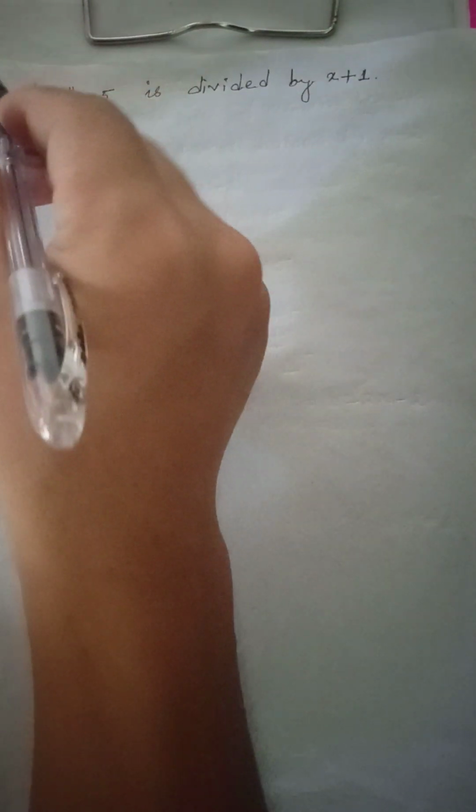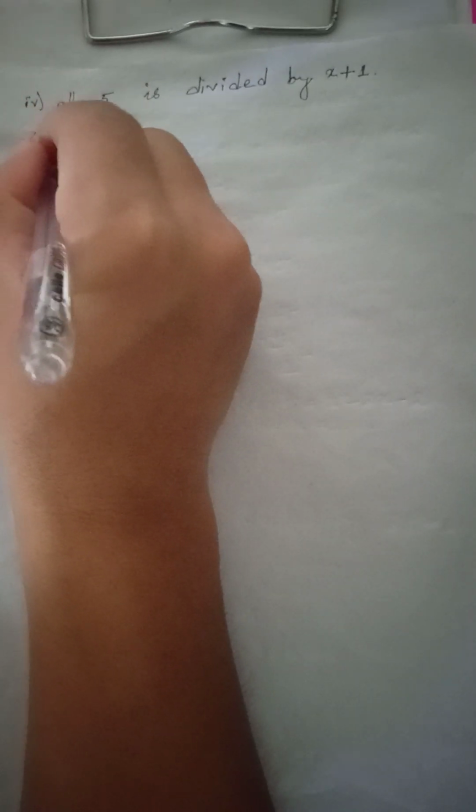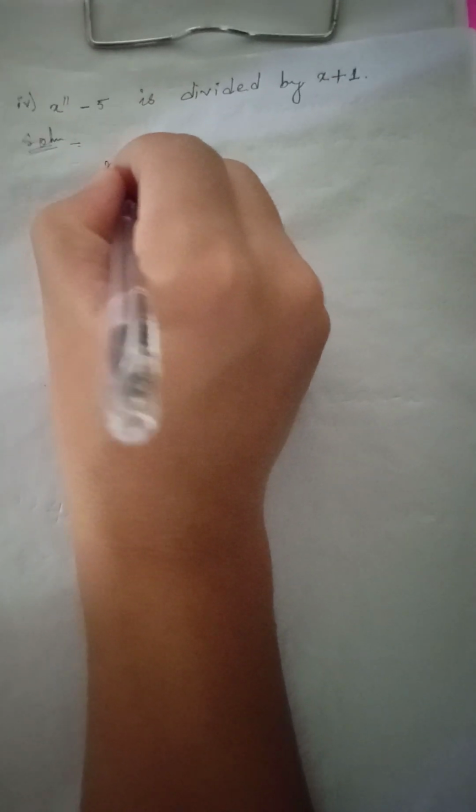Same as the problem that we discussed, even here we have to discuss it. As we can see in the question, we are going to divide x power 11 minus 5 by x plus 1. First of all, in order to proceed, you have to write solution, and then what is the number that will be used for dividing this number? It is x plus 1.